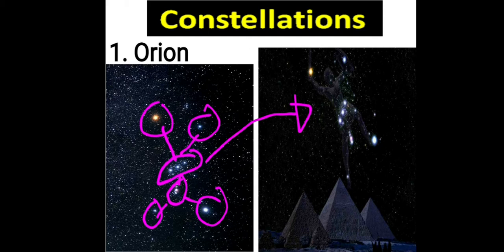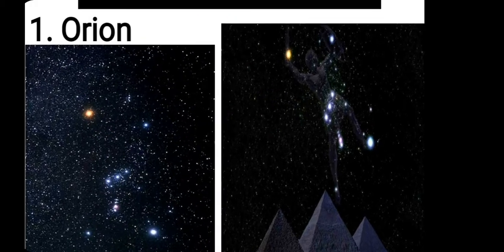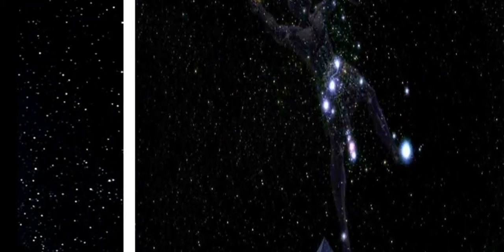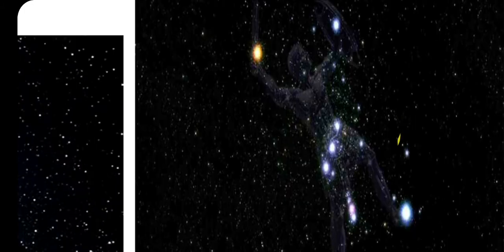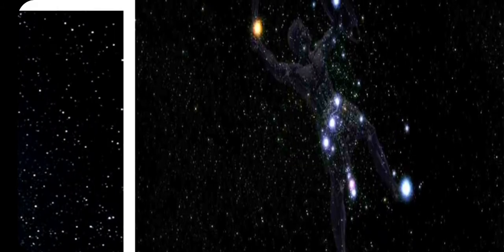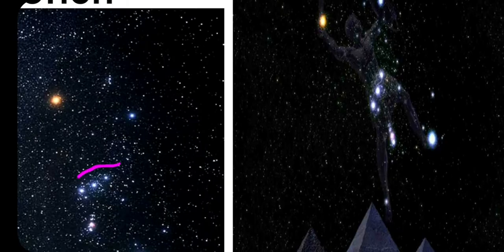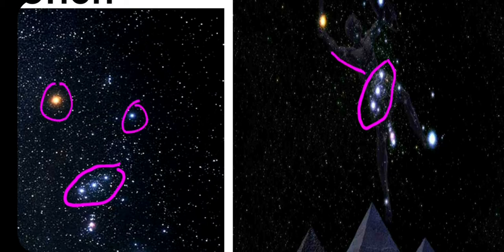Now, in this picture here on the right, you can see that the hunter is formed from the different stars forming the Orion constellation. When we look at this closer, you will see that Orion is like a hunter. We can also see that the three stars here represent the belt of the hunter. Then this one and this one are the hands of the hunter. The belt and then the legs, the right leg and the left leg. So that's it. This is the Orion constellation.